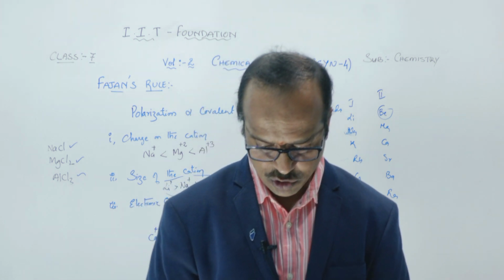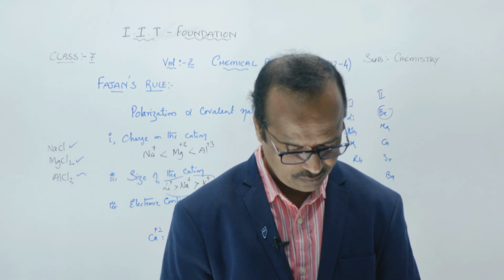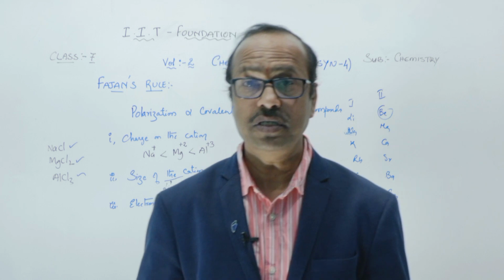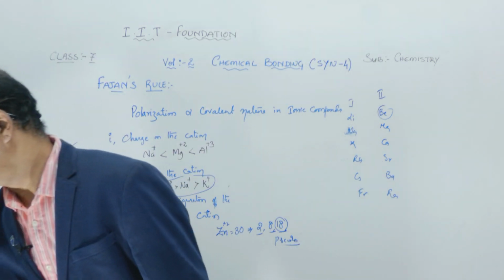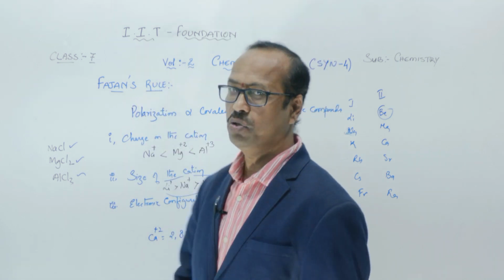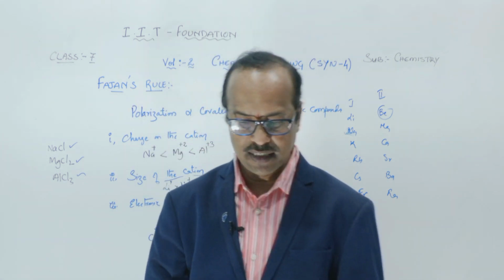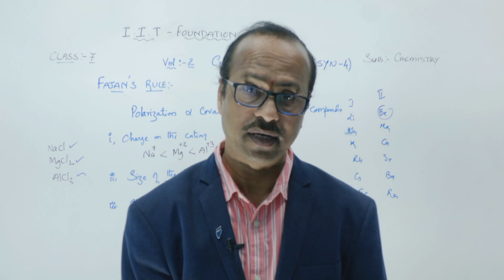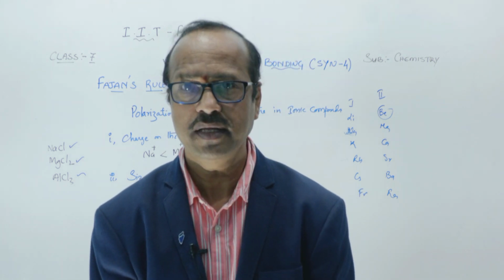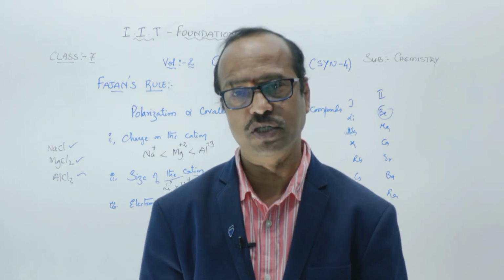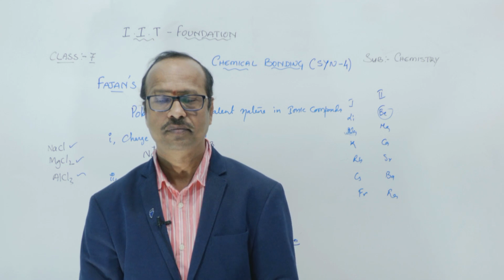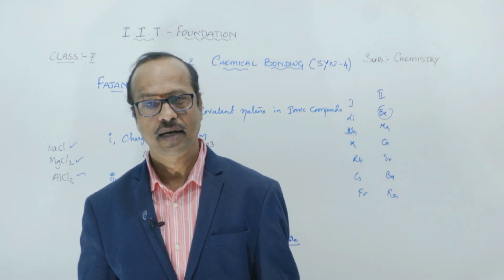That's all, students. With this we stop today. The remaining questions, you practice. Read the synopsis perfectly and try to understand Fajans' rule. You can understand Fajans' rule very easily when you read the factors affecting the ionic bond. If you read that perfectly, then Fajans' rule will be very easy for you. Okay, students, with this we stop. Until next class, take care. Bye.